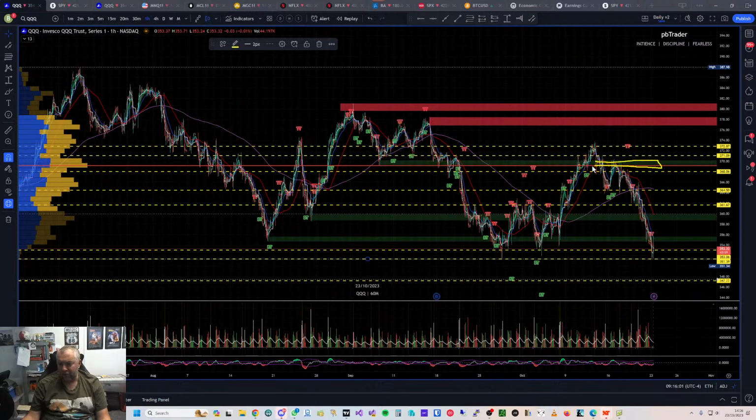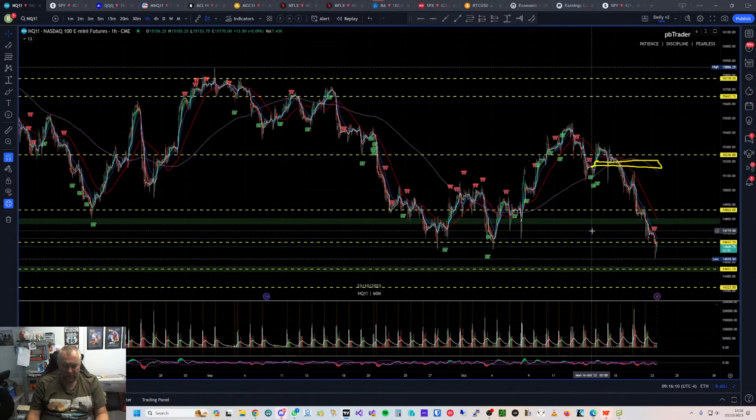And this area up here, 370, is really the only area I'll be watching on Qs. Okay, so I think that's it really for Qs. That's a rejection at 370. Nasdaq.